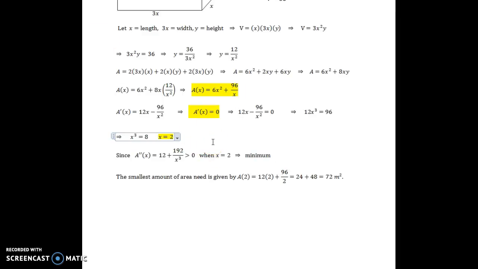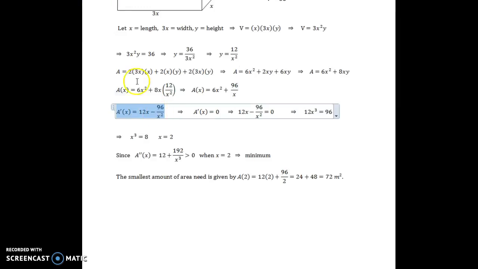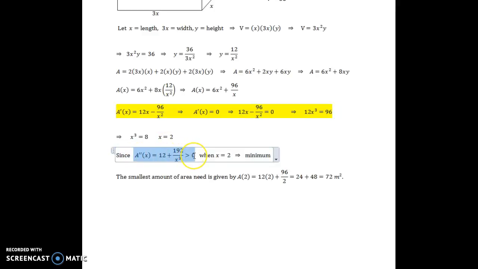Two things we need to do. First, we need to verify. So we find the second derivative of this function right here. Of course, the derivative of 12x is 12, and the derivative of negative 96 over x squared gives us a term which is positive when x is equal to 2, which we know by the second derivative test means it's a minimum.